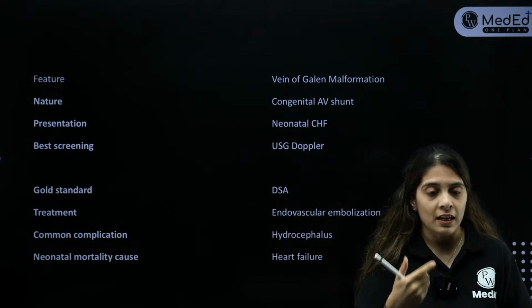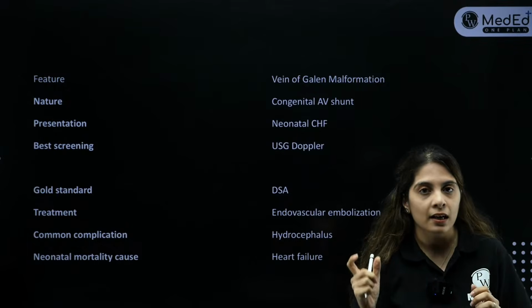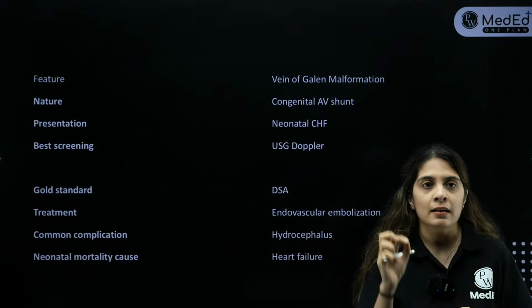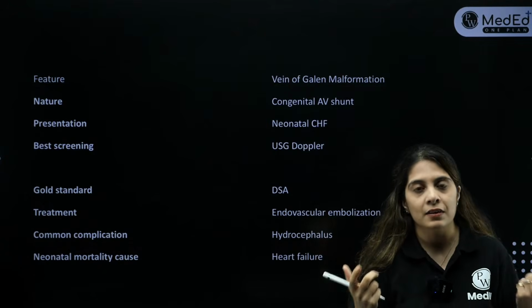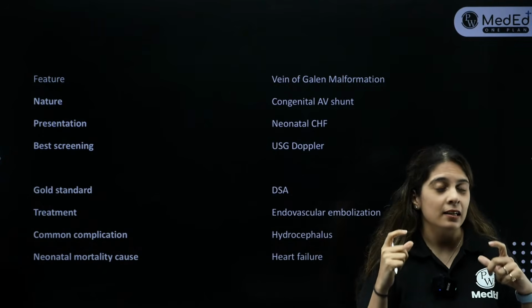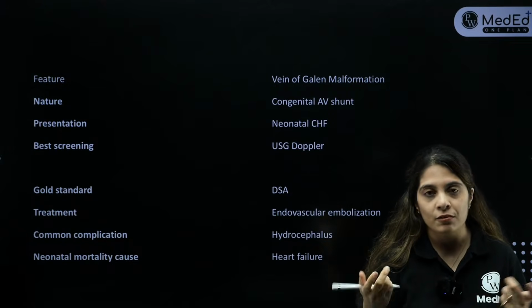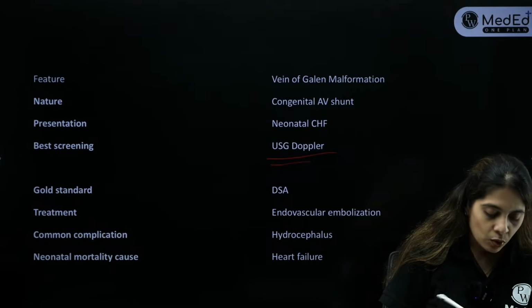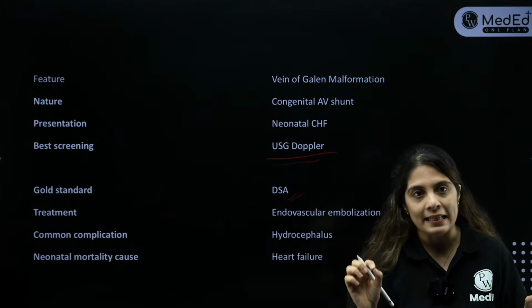The presentation, as we have already seen in the question, how was the baby presenting? It was presenting with a large pericardial effusion. The baby is going to present with neonatal high output cardiac failure, right? So these are the clinical hints which they can give you in the question to confuse you. The best screening method is of course ultrasound, Doppler. Gold standard, of course, anything which is vascular, the gold standard will always be a DSA, right?